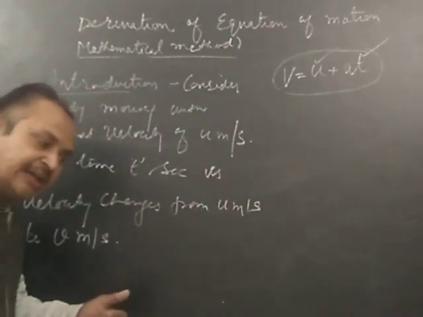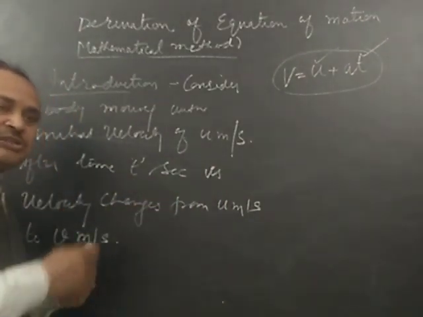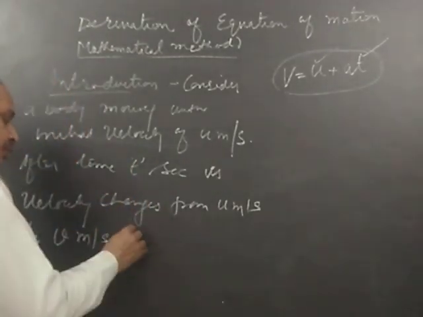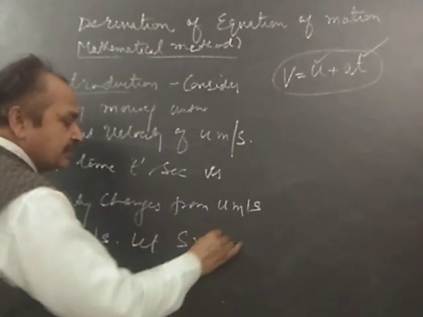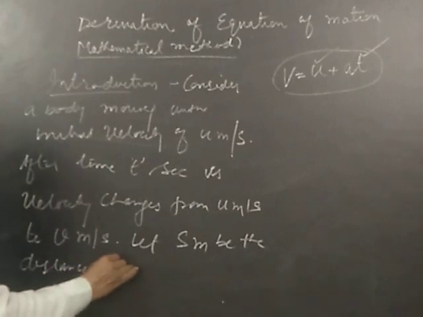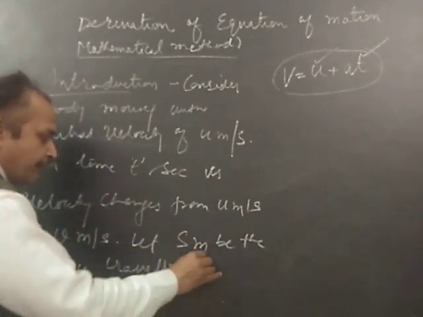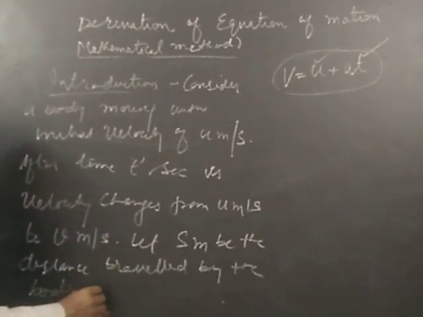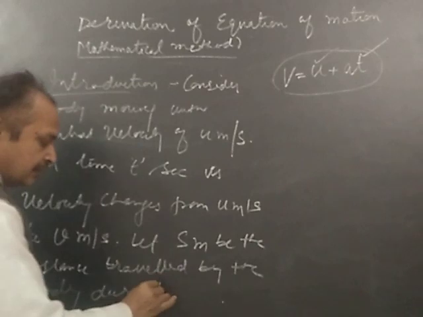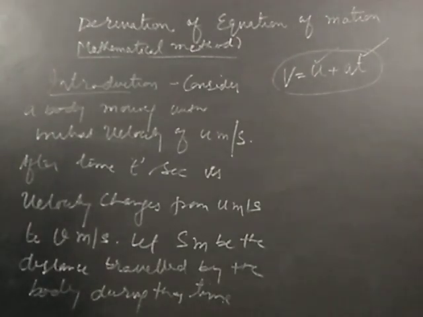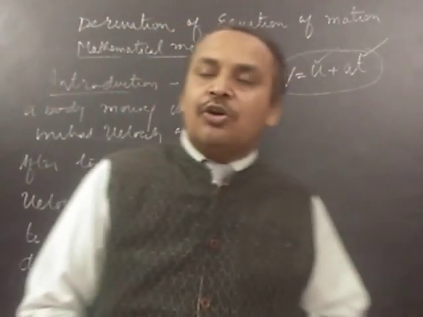One thing is clear: when it travels with a velocity and spends some time, it will cover some distance. So let s meter be the distance traveled by the body during this time. So this is the introduction of the article.